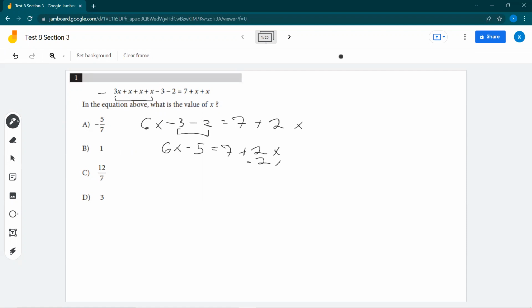So we get 6x minus 5 equals 7 plus 2x. And we can subtract 2x. We get 4x equals 12. x equals 3. And that's our answer just by solving this as an equation.